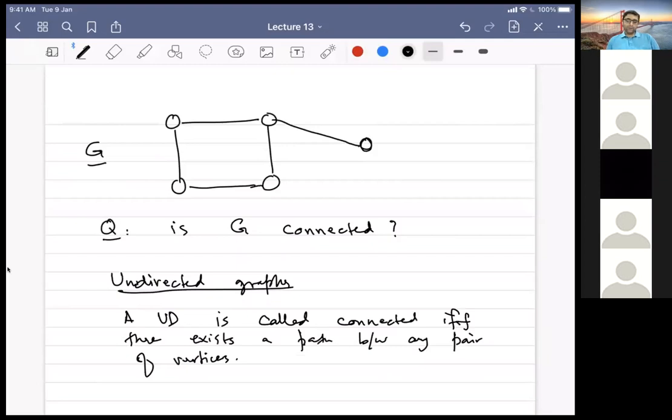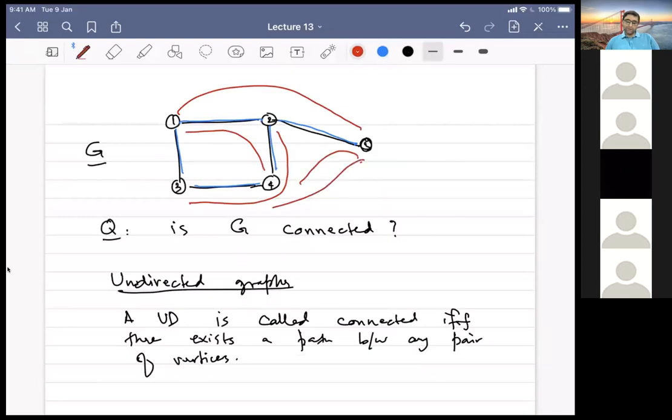For example, say this is vertex one, this is vertex two, this is vertex three, vertex four, and vertex five. There is a path between one and two. There's a path between two and five. There's a path between two and four, three and four, and one and four. There's a path between two and three, between one and five, between five and four, between five and three, and so on. So for every pair of vertices in this graph, there exists a path.